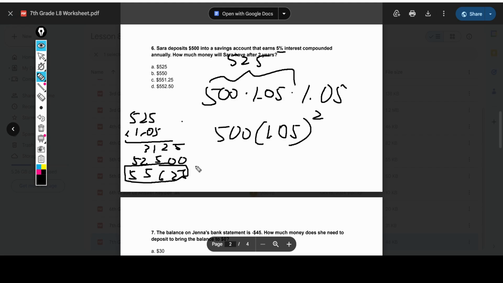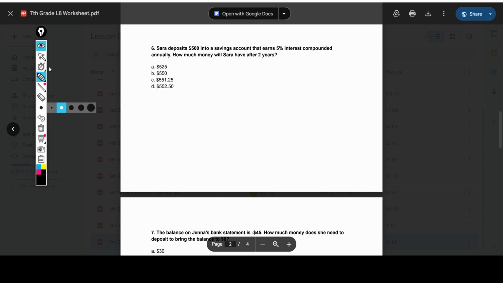Which is none of these answer choices. Let's see if I made a mistake somewhere. Oh, this should be 2 and 6. Oops. Yeah. So then this should be 525 times 1.05, which is 551.25, so it should be this one, C.